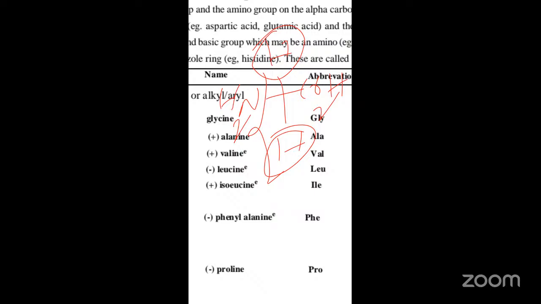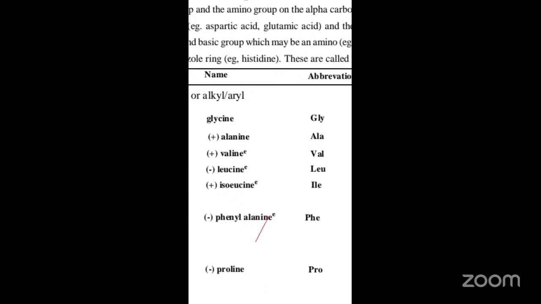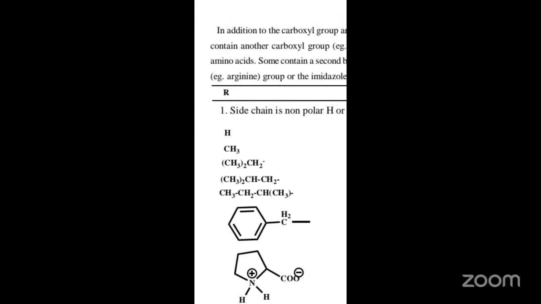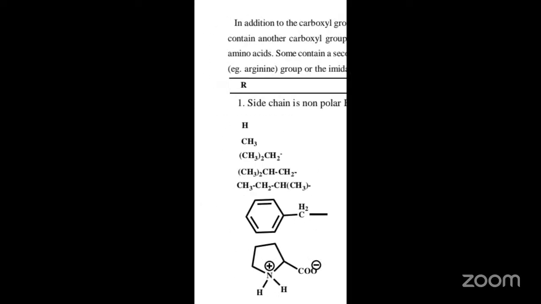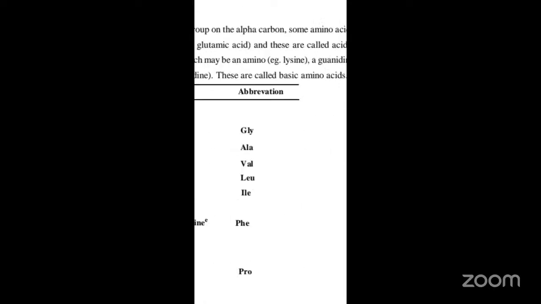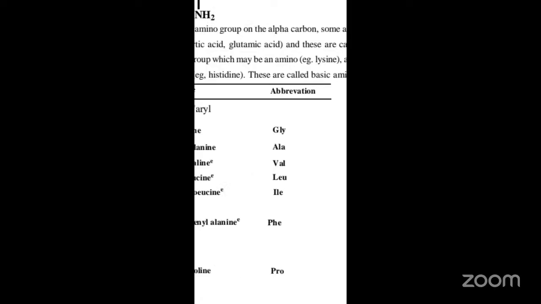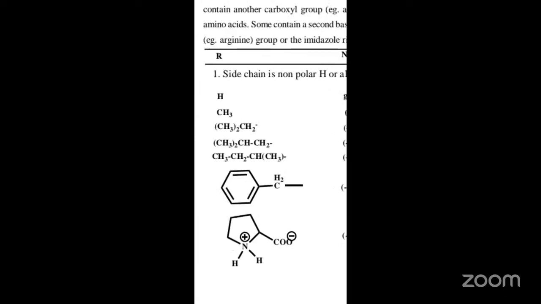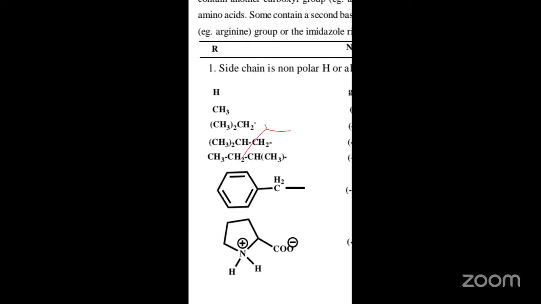And in place of R, if you give the methyl group, then it is alanine. The abbreviation is ALA. For glycine, the abbreviation is Gly. And in place of R, if you keep the isopropyl group, so R is the isopropyl group.